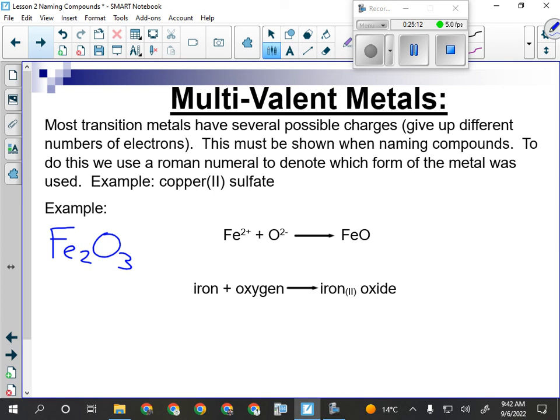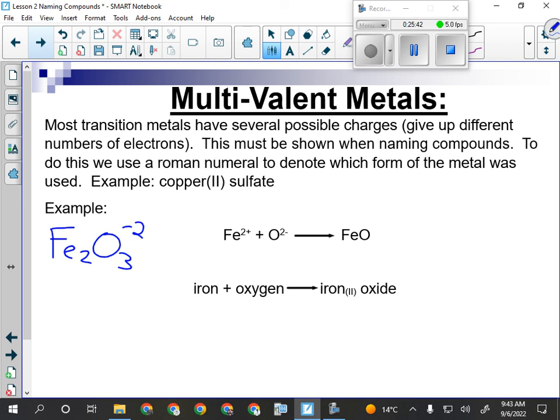What's the charge on this iron? 3. Yeah, it's 3. Now, here's the thing I caution you against. Don't just reverse the drop and swap. It's not always going to work. It'll only work about 2/3 of the time. The way that always works is to do this. Oxygen is always a -2. Always look to your non-metal, because they'll only have one possible charge.